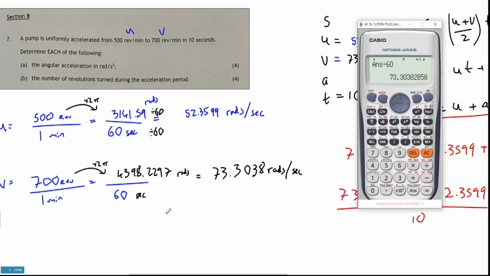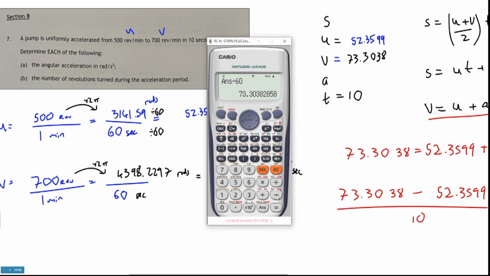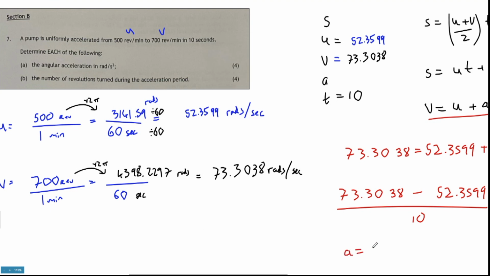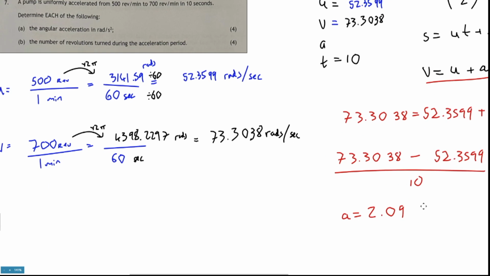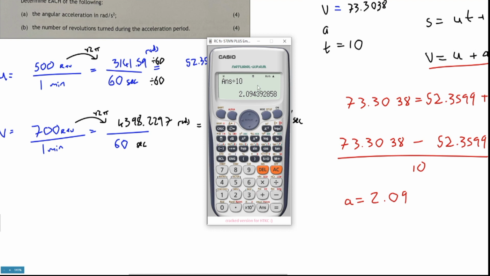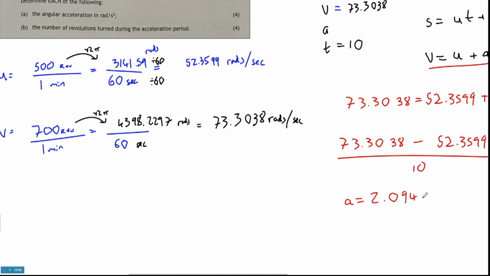So let's get that on a calculator. I've already got my 73 in there. We can type in the minus 52.3599 and then divide the whole thing by 10. 2.09. So A is equal to 2.094. Now, normally this is in meters per second squared because we're talking about linear acceleration, but we're not. We're talking about radians per second squared. So this will be rad per second squared. That will be the final answer for part A.